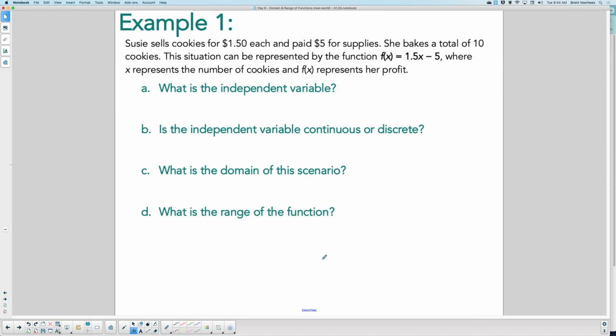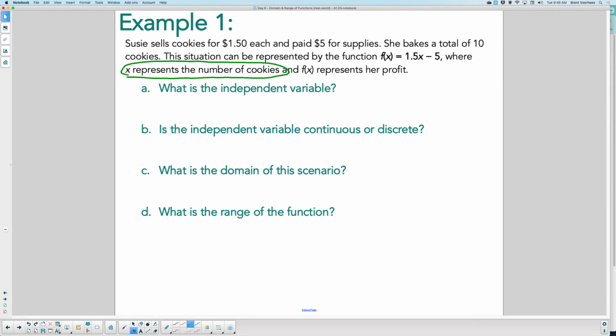So let's look at example 1 here. It says Susie sells cookies for $1.50 each and paid $5 for supplies. She bakes a total of 10 cookies. This situation can be modeled by this function, where x represents the number of cookies and f of x is her profit. What I wanted you to know is the independent is x. So remember how we were just doing independent, dependent? The number of cookies, I want y'all to mark that. So let's mark it the same way. Let's circle this. X represents the number of cookies.